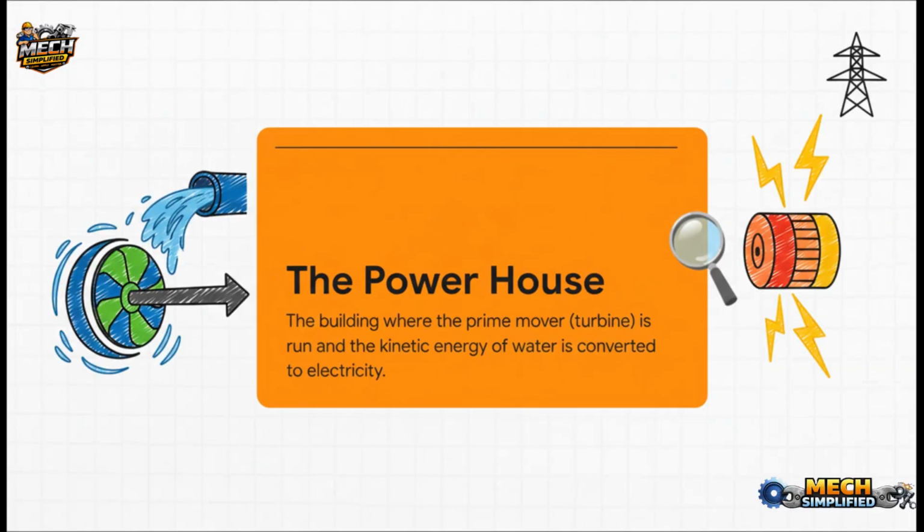And here we are at the powerhouse. This is where the final, crucial conversion happens. That high-pressure water from the penstock slams into the blades of the turbine. That's our prime mover, and gets it spinning at an incredibly high speed. That turbine is connected directly to a generator, and voila, the spinning mechanical motion is converted into electrical energy.